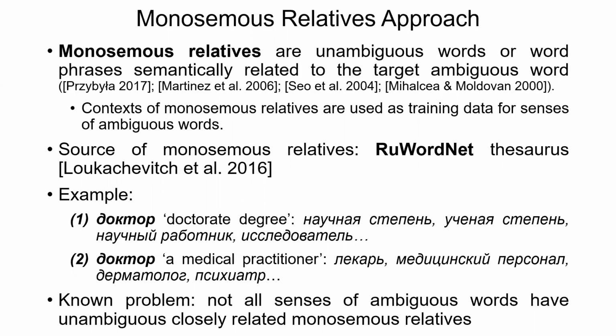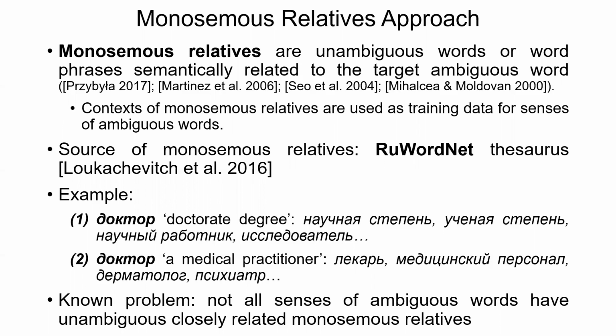Monosemous relatives are those unambiguous words or word phrases that are connected to the target ambiguous word through some semantic relation. The monosemous relatives approach is based on substitution. We find the text in which such a relative is used, substitute this word with the target polysemous word, and label this context with the sense of the monosemous relative.